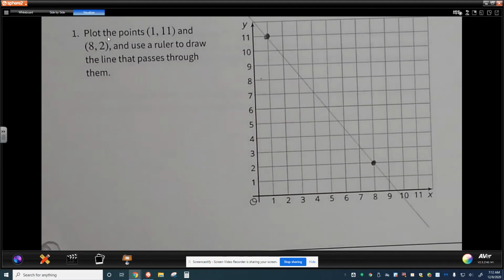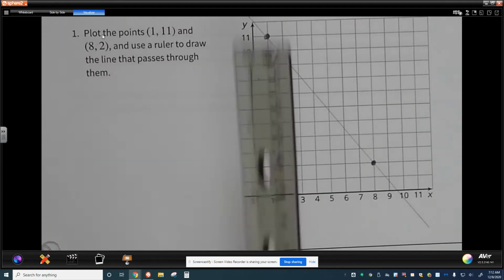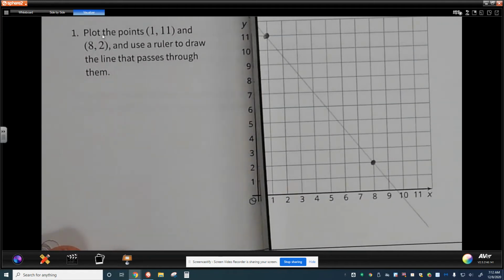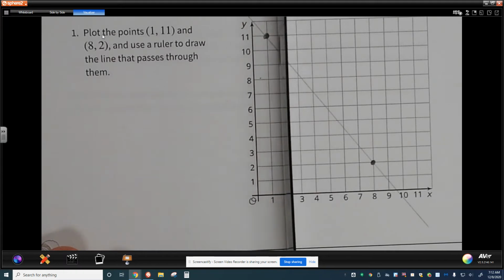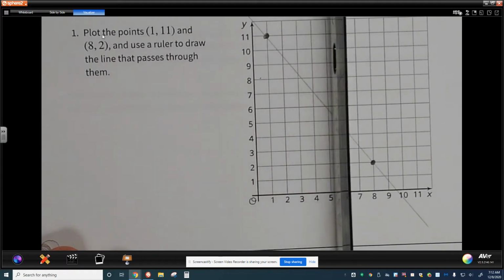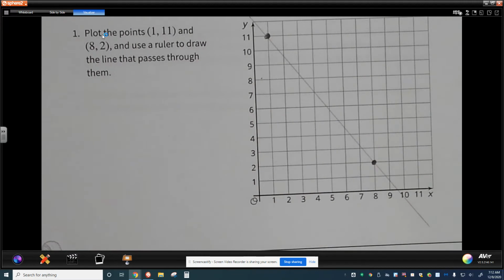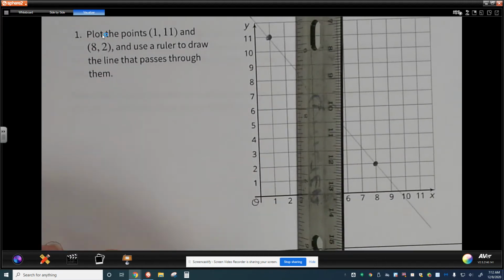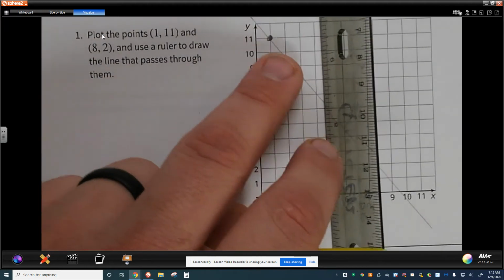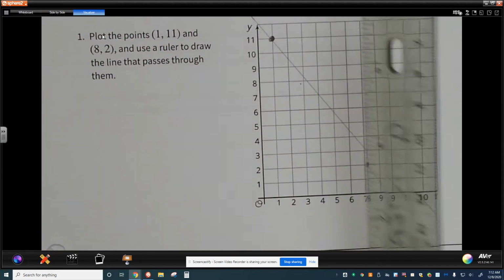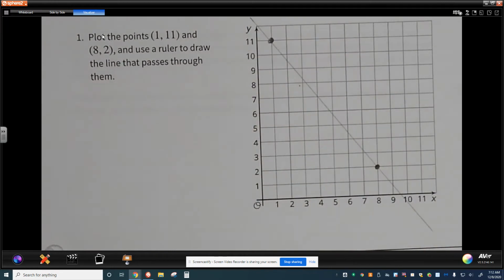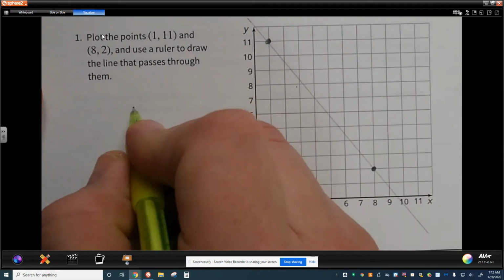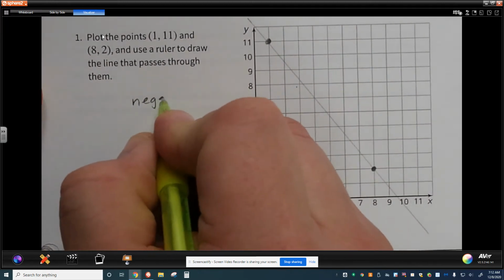When we look at this line, we need to read it just like we would read a book, from left to right. As we read from left to right, starting right here, we see that as the values of x are increasing, the values of y are decreasing. And so if we're talking about the values of x increasing, that's positive on the denominator. And as the values of y decrease, that's negative on the numerator. So we have negative rise over positive run, which tells us that this is a negative slope.